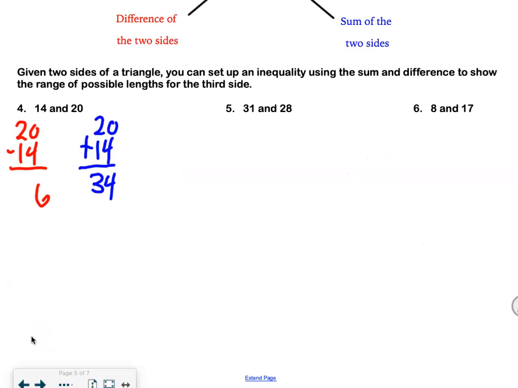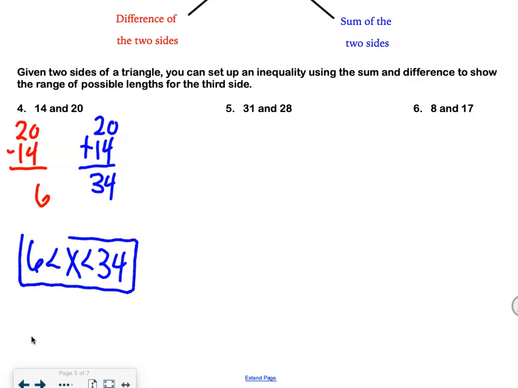So x has to be between these two in order for it to be a triangle. So any number between 6 and 34 would give us a triangle. That's your answer. Wait, is this a range or a domain? This is your range. It can be between any of those numbers.